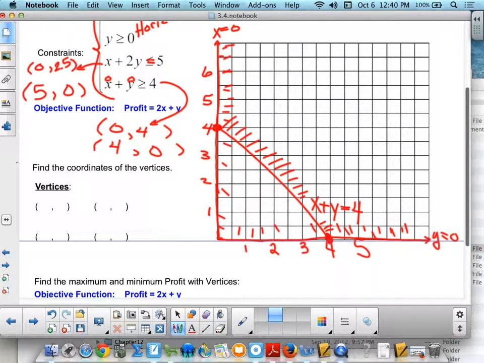Oh, so all the answers are out there, above and to the right. Do you guys see your answers? They're all out here. Except there's another line. What does the other line look like? Well, right here is 5, 0, and 0, 2.5 would be right here. Connect.